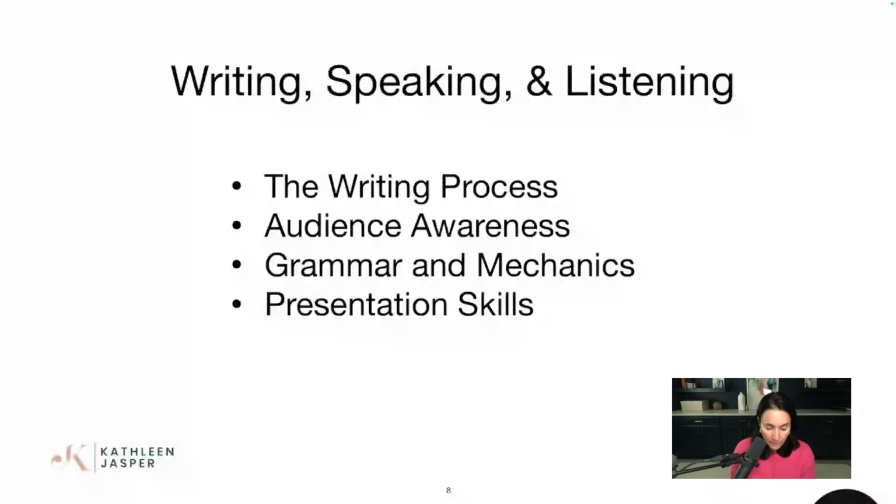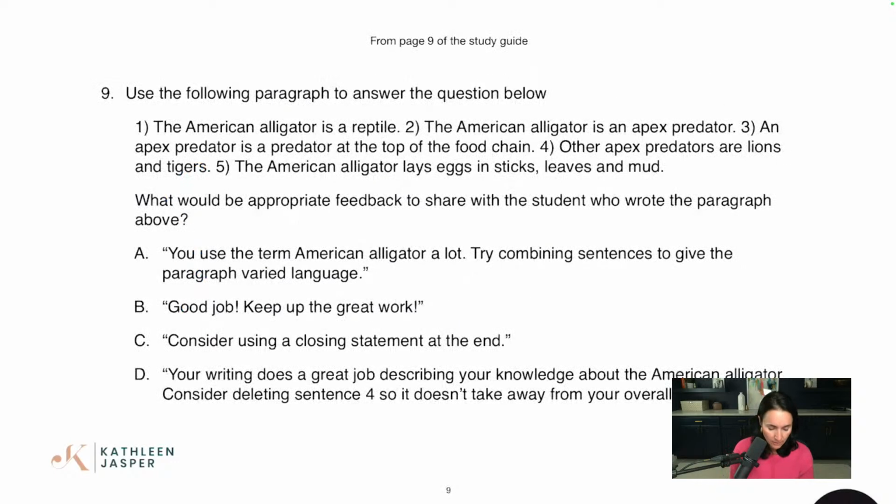All right. Writing, speaking, and listening is the next section of the reading and language arts portion of the exam. This has a lot of different things in it, but let's have a look at what this might look like on the exam. Let's read the answer choices. So I can see I have quotes here. So someone is speaking, either a student or a teacher, typically on the exam. You use the term American alligator a lot. Try combining sentences to give the paragraph varied language. All right, varied language is good.